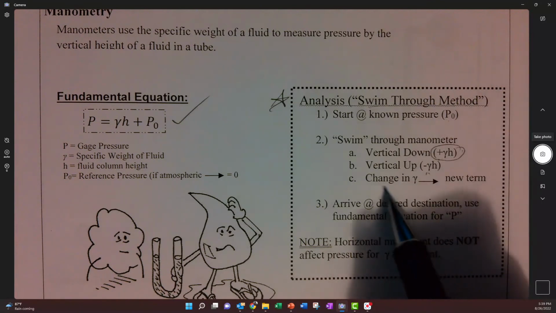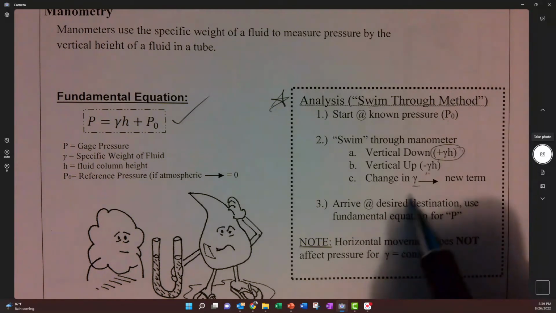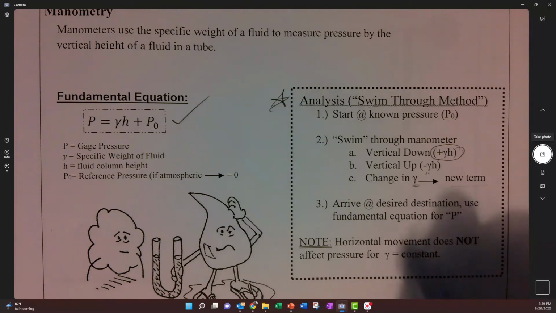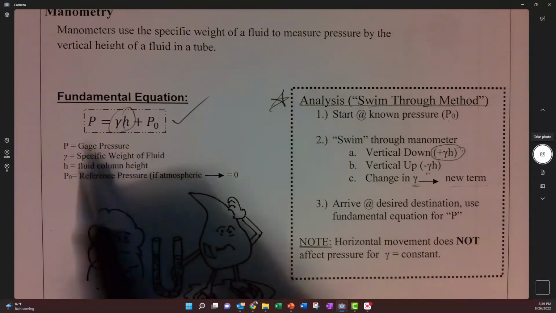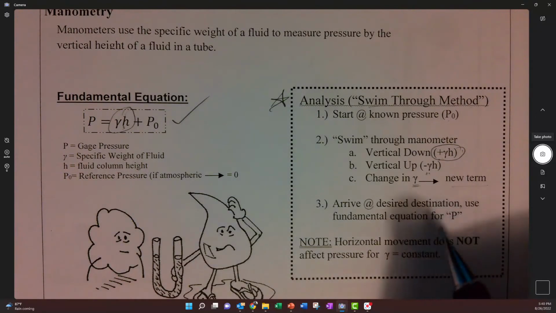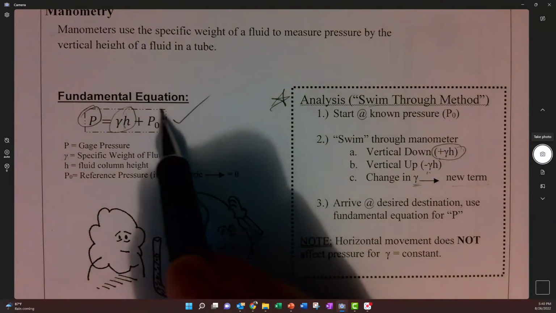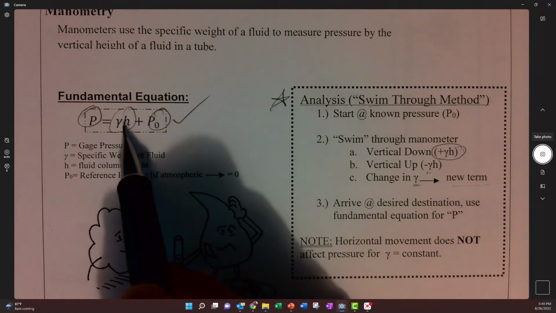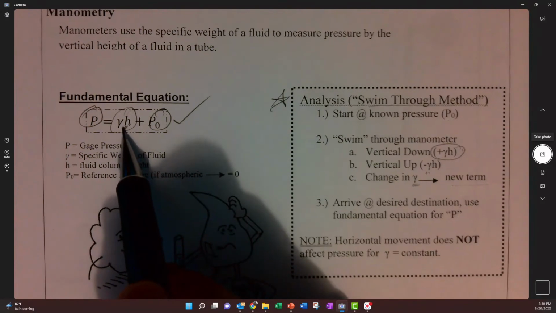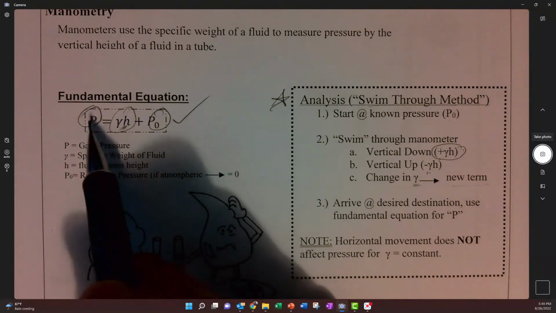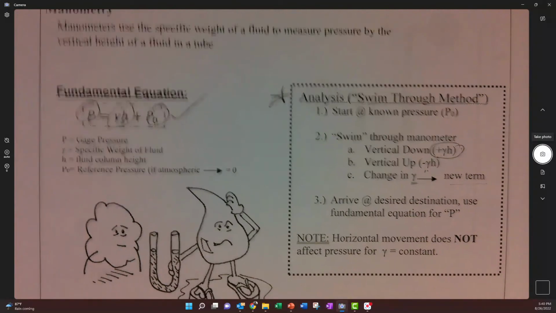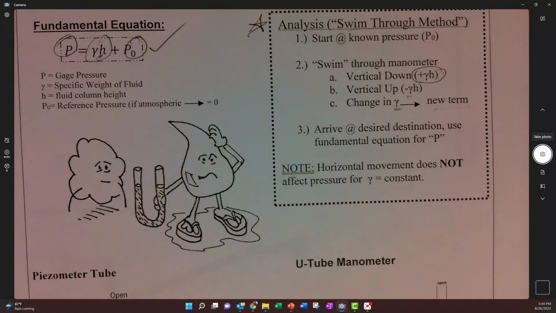And anytime there's a difference in specific weight, we're going to create a new term. There might be multiples of these if we're going through different densities of liquids. Then when we arrive at the destination, we'll say this is the pressure. So we'll start here, swim downwards and add these in. Anytime we're swimming down, we'll be adding. Anytime we swim up, it will be negative. And then we get to our destination, which is the pressure. That'll help us keep track when we get the more confusing versions of these.